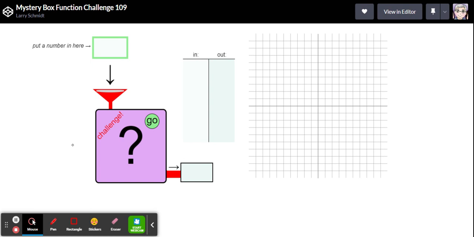Today's a Friday, so our challenge is particularly challenging. If you'd like to try it out, use the link in the description and put in as many numbers as you need. When you think you've got a guess, come on back and see if we get the same thing.